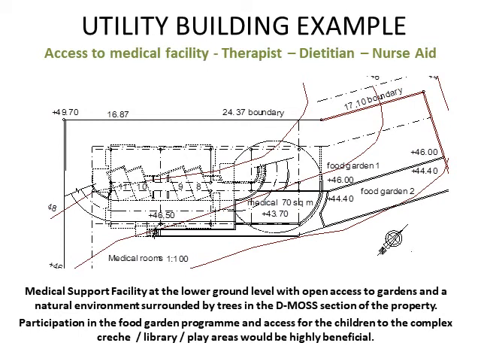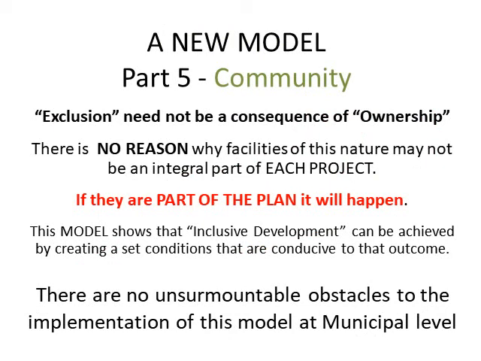Within a project, all of these things can take place if it's planned in from the beginning and the relevant zonings are modified, because this is all about planning and having the flexibility in the zoning and land usage programs. They have to be changed to accommodate things like this. So when we look at the effects of private ownership on community, exclusion need not be a consequence of ownership. There is no reason why facilities of this nature may not be an integral part of every project. It can be that way if we make it that way. And if they are part of the plan, then it will happen.